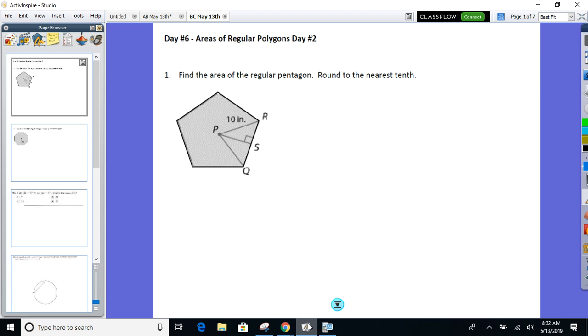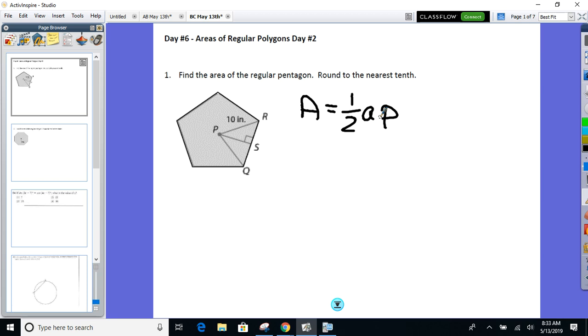Here's the deal today. It's still a regular polygon, except it's not going to turn out to be a 30-60 or 45-45, and I'm still responsible for the perimeter and the apothem length. So if I take a look right here, I have a regular pentagon. Do you want to keep with one half apothem times perimeter as the formula, or do we want to break it up into 5 triangles? Okay, here we go.